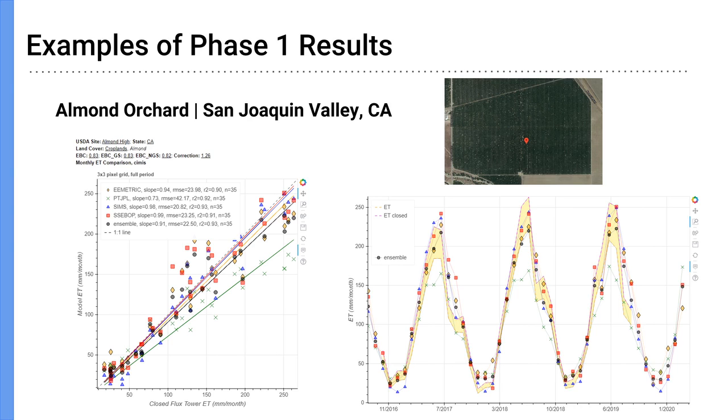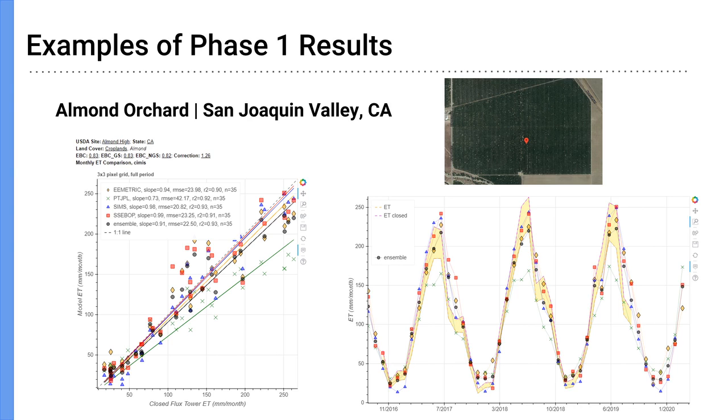The scatter plot on the left shows the agreement between the flux tower ET on the x-axis and the satellite-based ET on the y-axis. For most of the models, we see very good agreement with slopes for the best fit line between 0.92 and 0.99, indicating very little bias, with root mean squared error values of between 0.5 and 1 millimeter per day, and R-squared values all above 0.9.